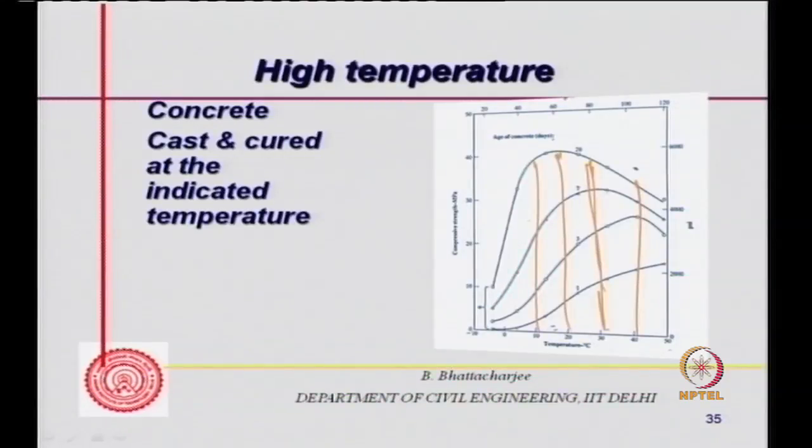Similarly, 3 day strength and so on and so forth. So with higher temperature, early strength gain is high, but later the 28 day strength actually reduces. So maximum 28 day strength you are getting at 20 degrees centigrade, when you are casting and curing at the same temperature.